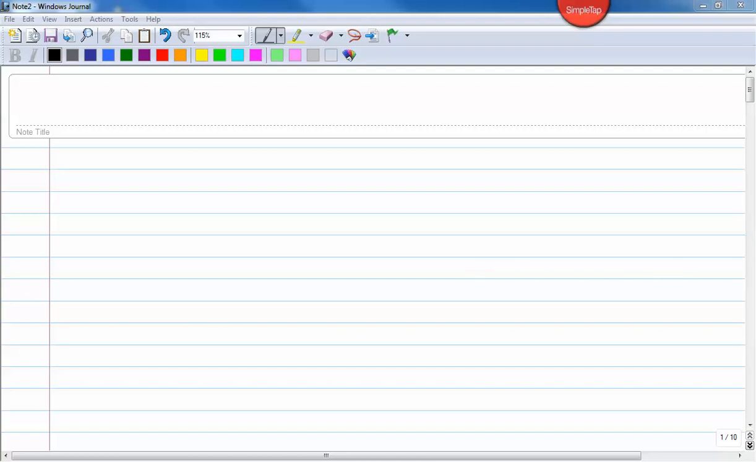So let's look at using a graph to help us figure out the domain and range of a function from its graph.